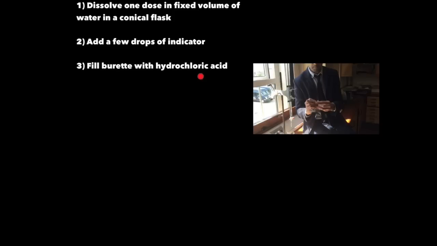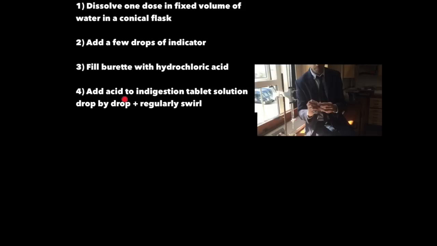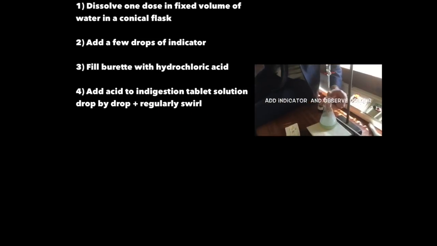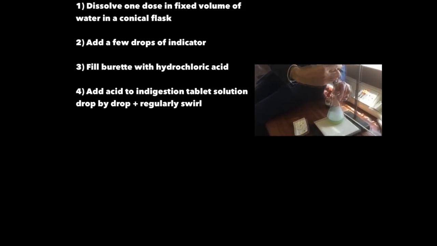So next we fill a burette with hydrochloric acid. A burette is basically this long plastic tube with markings which tell you how much volume of acid you've put in, and it's got a tap at the bottom which you open and close to allow the acid to drip through. Next you will add the acid from the burette into the indigestion tablet solution drop by drop, and you regularly swirl it around to mix the acid within the solution. You can see me doing that here, drop by drop, and as it falls in, you'll notice the color change.